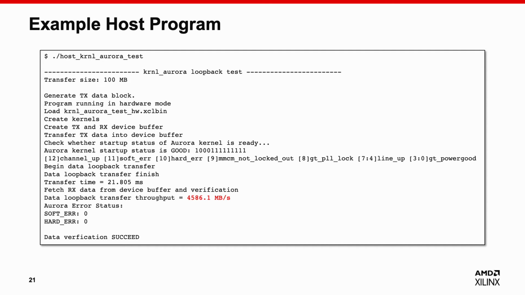The host program will generate 100 megabytes of random data by default, transfer them into the global memory, then send them to the Aurora kernel via the AXI stream interface. The received data from the Aurora kernel is compared with the original data. In the meantime, some important Aurora data signals are constantly observed. Finally, when all the data transfer is finished, the overall throughput statistics are given.